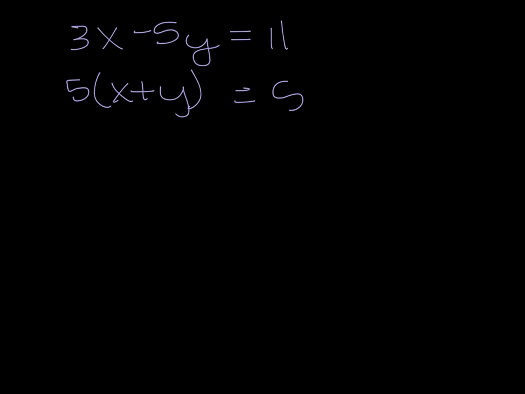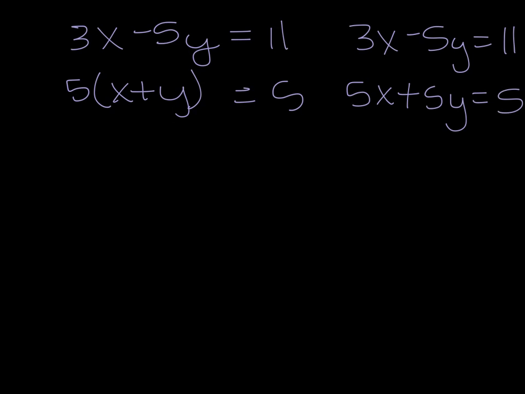Problem number 4. Okay, problem number 4. Alright, this problem, first of all, it is not set up for elimination, and there's some work we need to do, first of all, just to get the problem ready. 3x minus 5y equals 11. There's nothing I can do to that. That one's fine. On the bottom one, I'm going to do the distributive property, and I get 5x plus 5y equals 5.